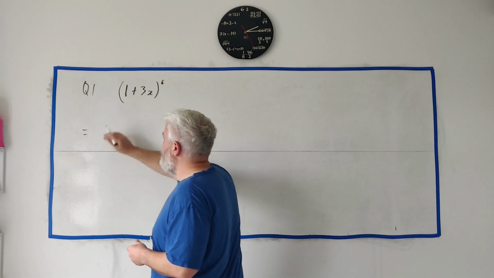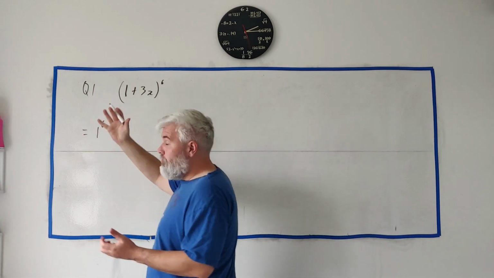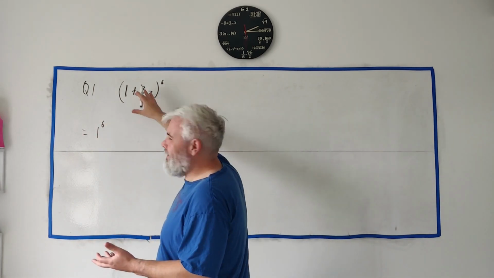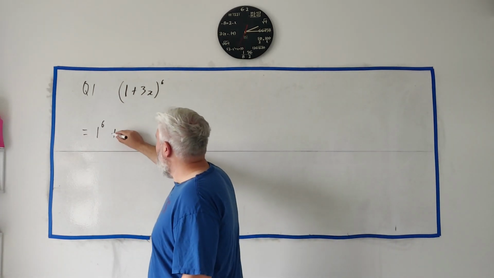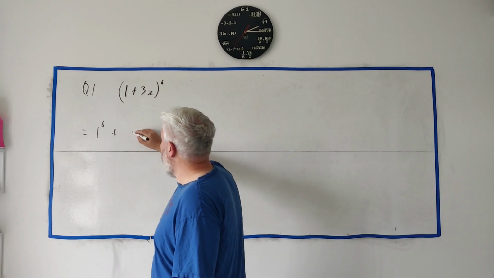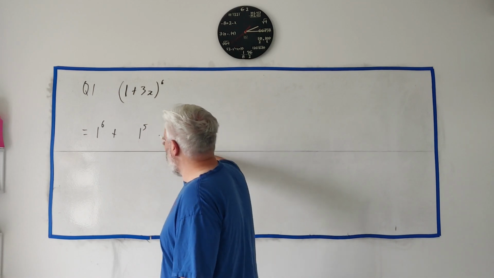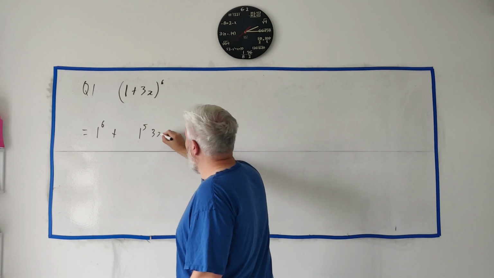So it's the first term to the power 6, which is just 1. And then the second term to the power 0, which again is just 1, so we won't even bother writing it in. Next up, we would have the first term to the power 5, second term to the power of 1.